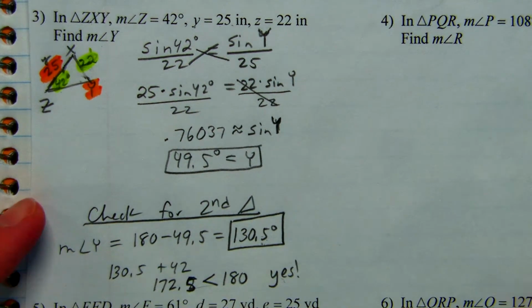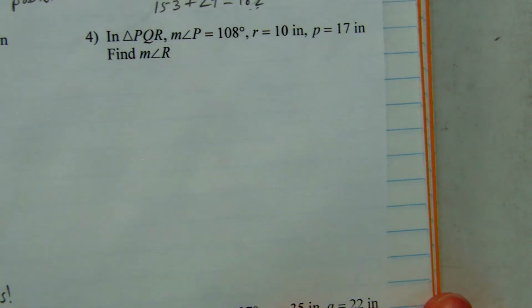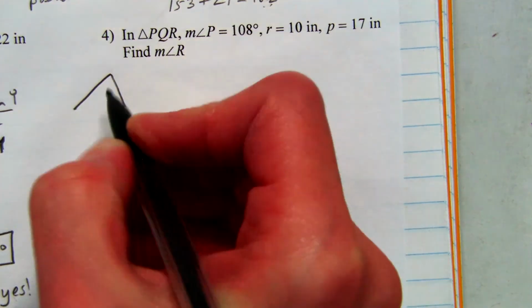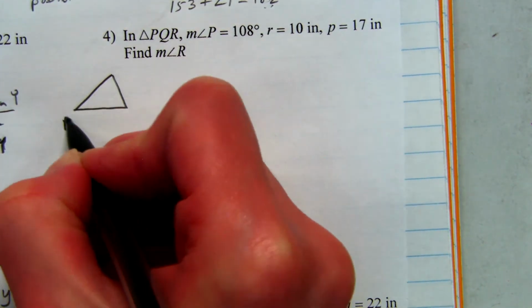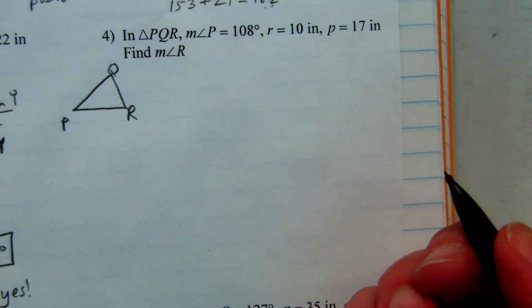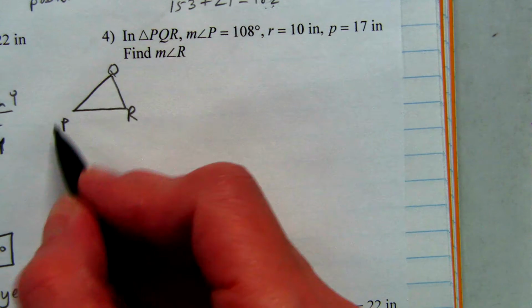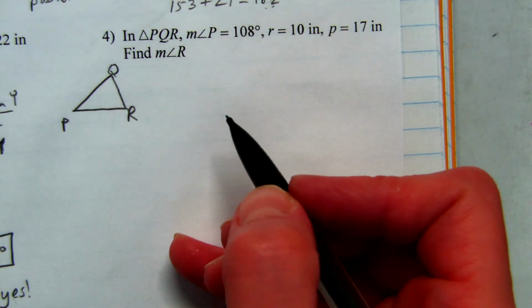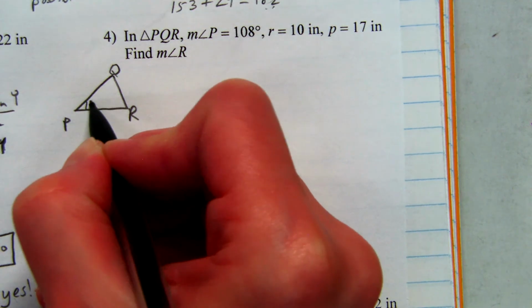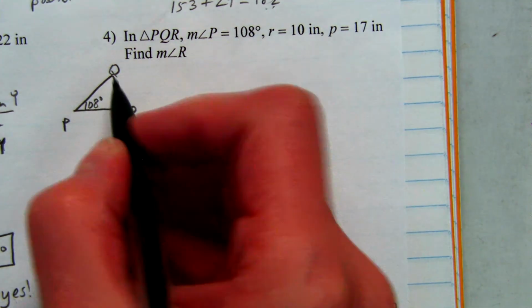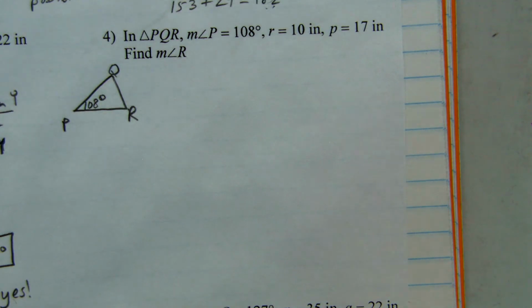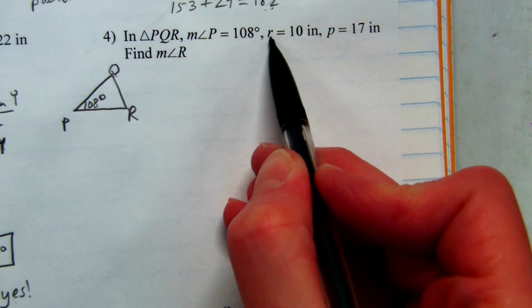Okay, so let's get a little more interactive now. So let's do number 4. Let's set up our triangle. We've got P, Q, R. So we'll do P here, Q here, R here. And you can put those wherever as long as you have P, Q, and R. And you do this. Measure of angle P is 108. I didn't draw this, so it looks obtuse, but that's okay. This is just a representation to help us figure out which angles go with which sides. And then we have lowercase r, side r is 10 inches.